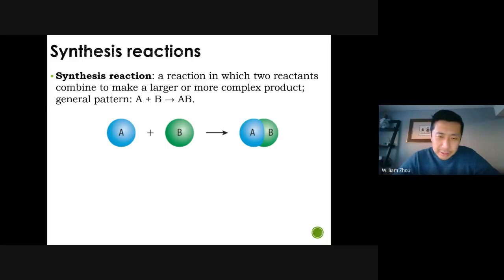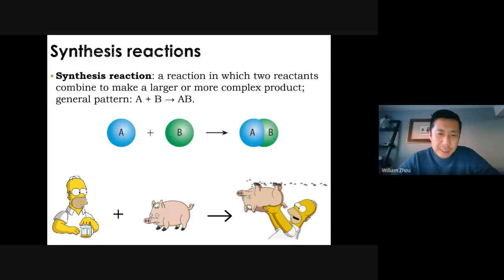So the general equation is A plus B, arrow AB. By the way, A and B, I'm not referring to any specific elements here. I know B is boron, but A doesn't really have a meaning. They're just generic letters. It could be anything. So imagine 2 things. They're separate, but after the reaction, they're now one and the same. That would be synthesis. Okay, that's one of the easiest ones to understand.